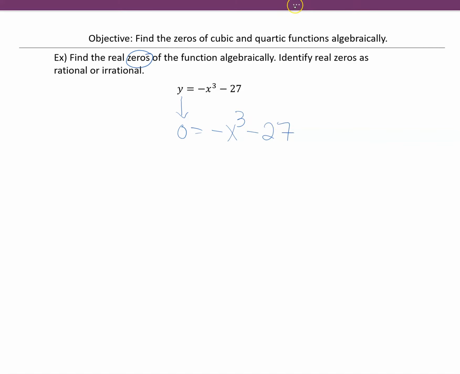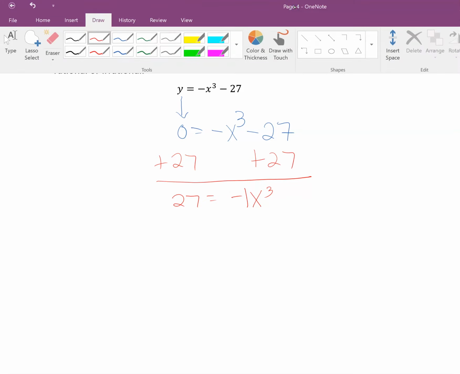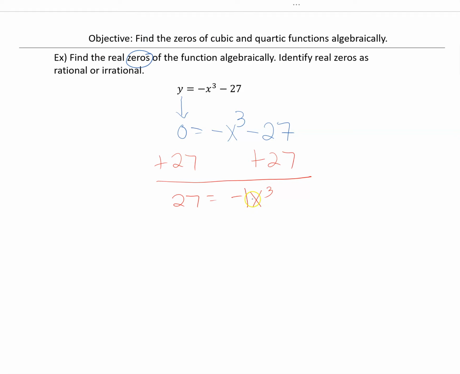We would again do the reverse order of operations. So here I would undo the subtraction again first, adding the 27 to both sides. This gives me 27 equals negative x cubed, which means again negative 1 times x cubed. So now I am going to undo that multiplication, dividing both sides by negative 1. Give me negative 27 equals x cubed.